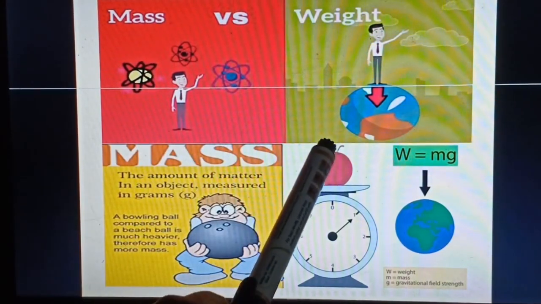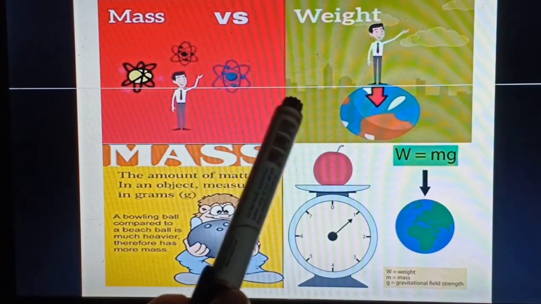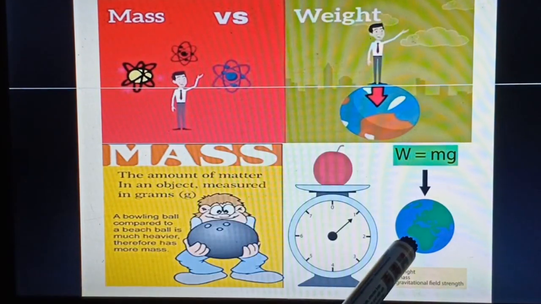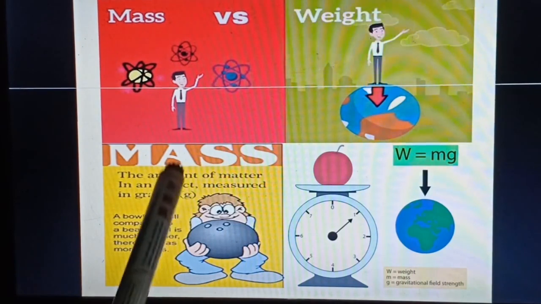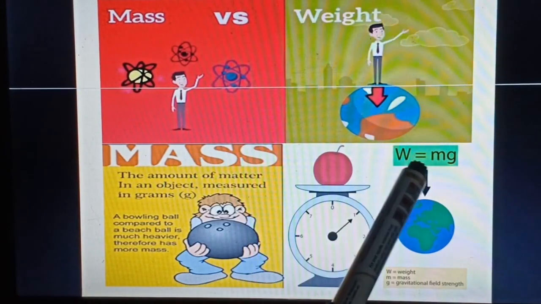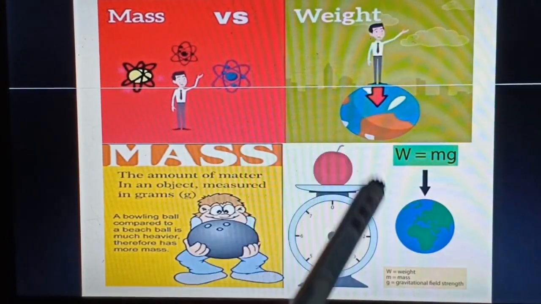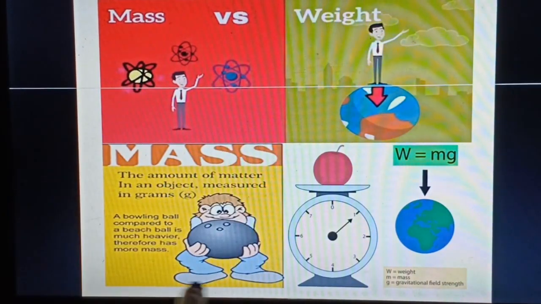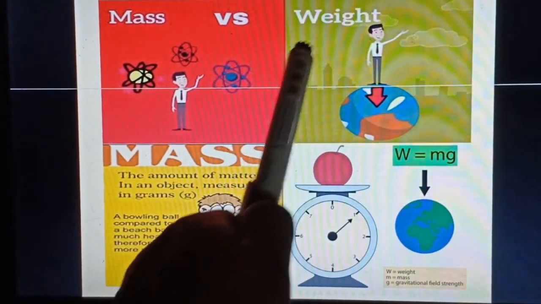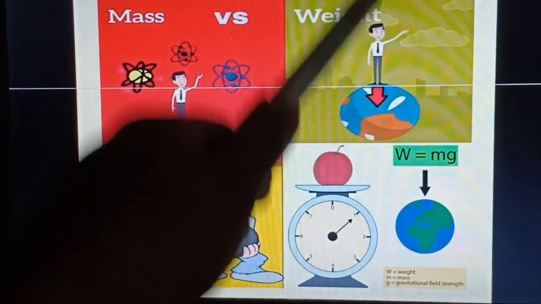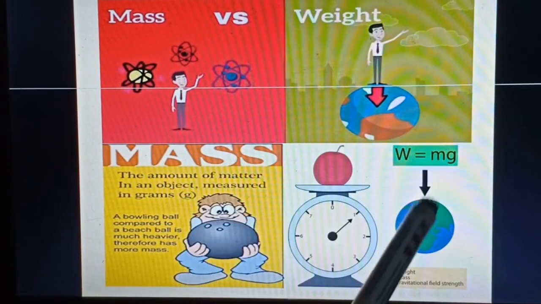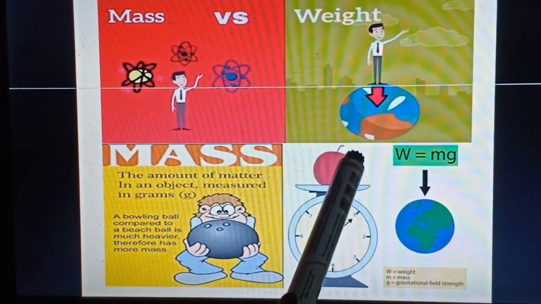And what is weight? Weight is nothing but a force. Weight is the force by which the earth attracts any object towards itself. Mass is the amount of matter contained in an object, and weight is nothing but a force, the force by which earth pulls any object towards itself. So if mass is the amount of matter, what will be the unit of mass? Might be gram, might be kg. And what would be the unit of weight? The unit of weight is neither gram nor kg. This is just a force. So the unit of weight is Newton.